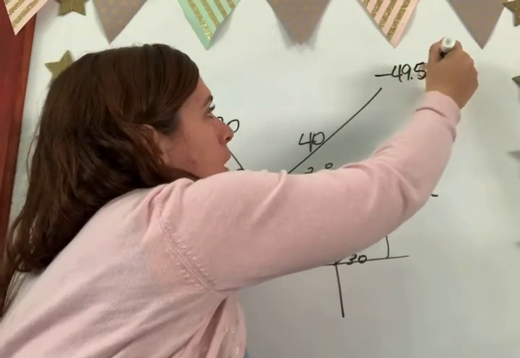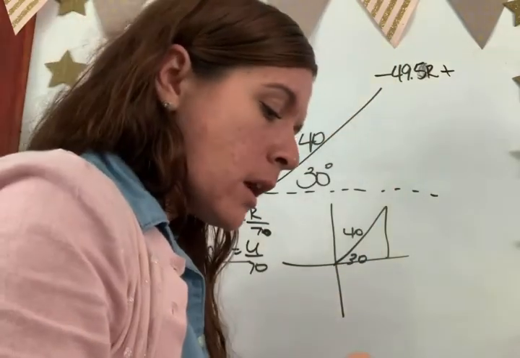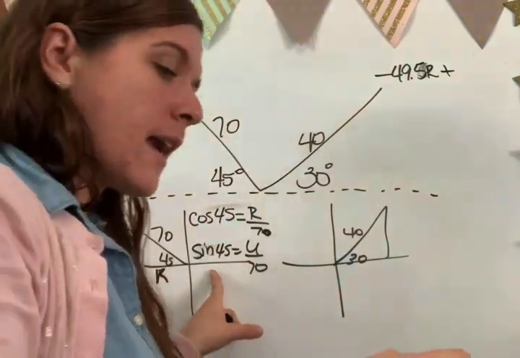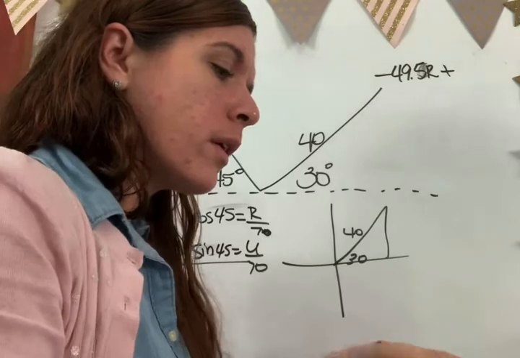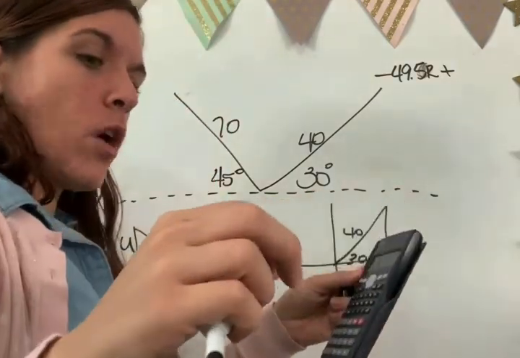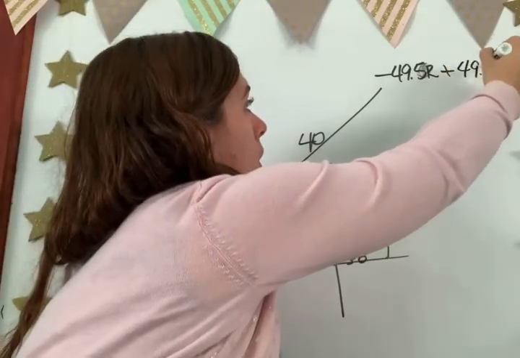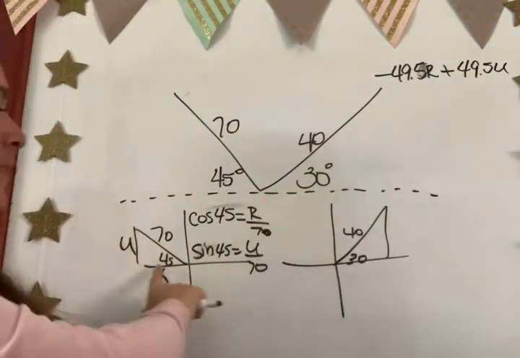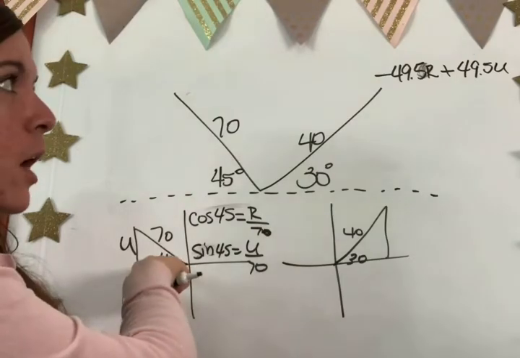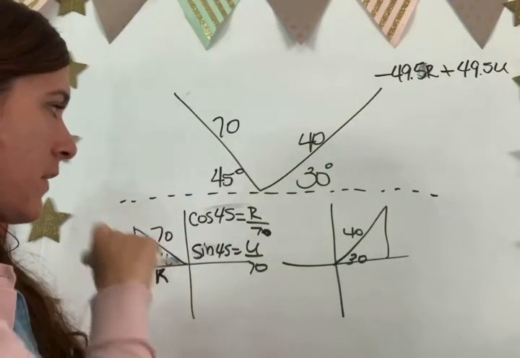Let's say R plus the U is 70 times sine 45, which is also 49.5. And you're like, well, that's weird. Not really. When you're using a 45-degree triangle, that's actually very common. You'll find that out in advanced math.